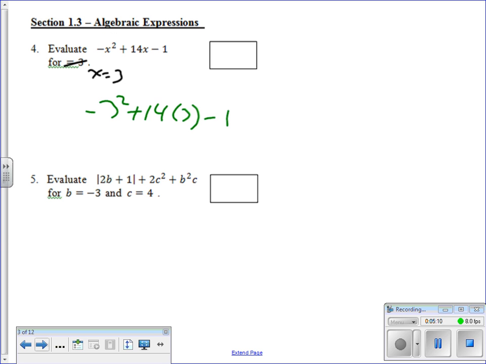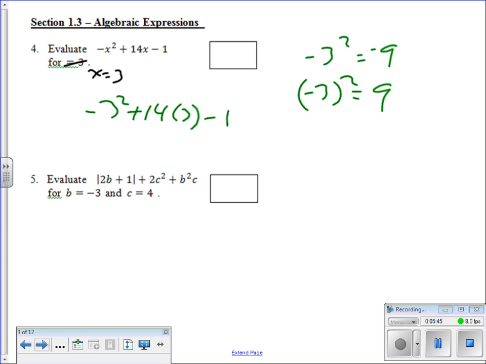Negative 9. Because it's not negative 3 in parentheses. The square only applies to the 3, it does not apply to the negative. You must be careful on that. If it had negative 3 in parentheses, negative 3 squared is positive 9. There is a huge difference between those two. What does the square apply to? It only applies to what it's directly attached to. The negative in front is not part of what's being squared unless it's included in the parentheses.